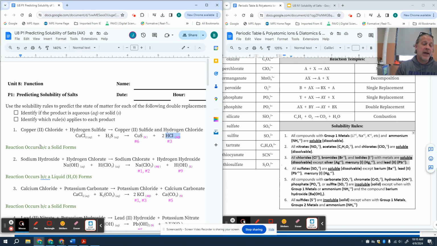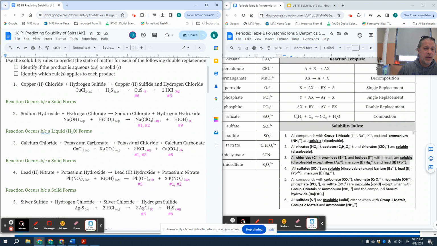The other part that I added, that you did not necessarily have to add, was the idea of whether or not the reaction occurred. And this reaction occurs because a solid forms. So now I'm going to go ahead and do another one with you, and then we'll just talk about the rules going forward.